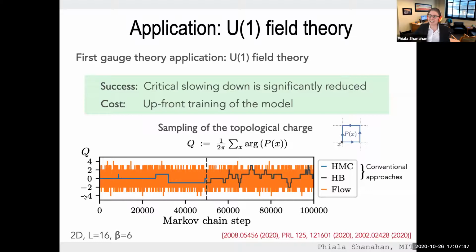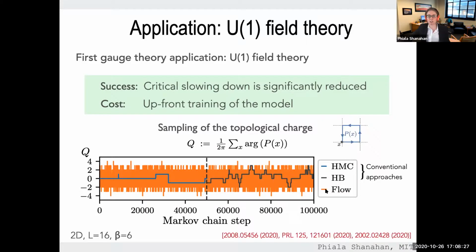And what you're seeing here is this topological quantity as a function of the step in one of these updating chains. This line here is hybrid Monte Carlo, or Hamiltonian Monte Carlo, a conventional approach. And you see it gets really stuck in one topological sector for a very long time. We have a frozen topology. It's not sampling the field configurations efficiently. In black here, we have a heat bath approach. That's another conventional approach. It does a bit better, but it's still not sampling these different sectors very efficiently at all. And then the orange is the sampling from our machine learned model. So it doesn't get frozen because the samples are drawn independently.